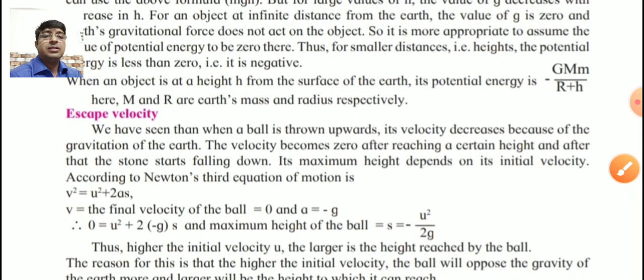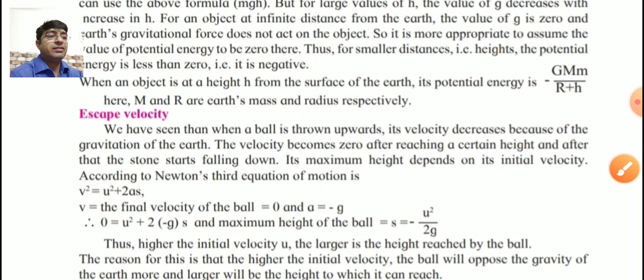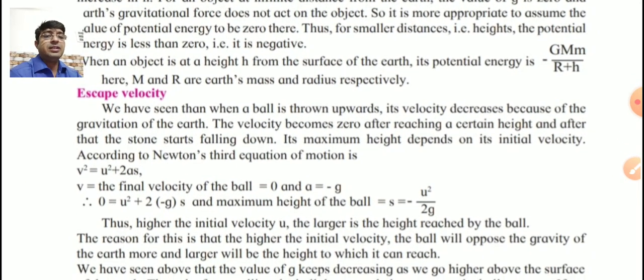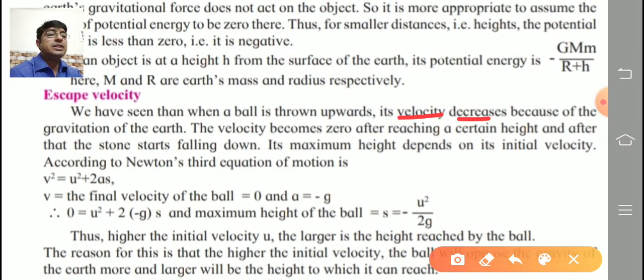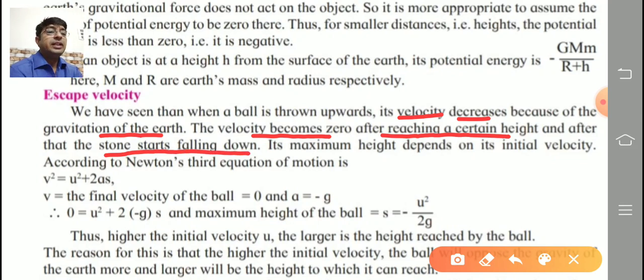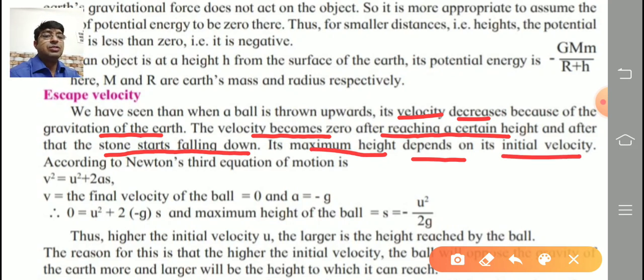Last point of this lesson, that is escape velocity. Question is asked, define escape velocity and what is its value. We have seen that when a ball is thrown upward, its velocity decreases because of the gravitation of the earth. The velocity becomes 0 after reaching a certain height, and after that the stone starts falling down. Its maximum height depends on its initial velocity.